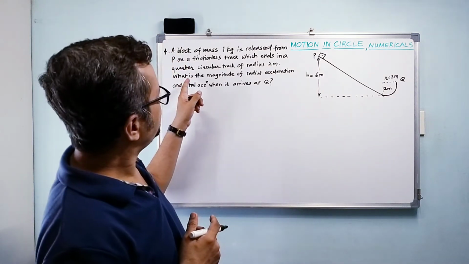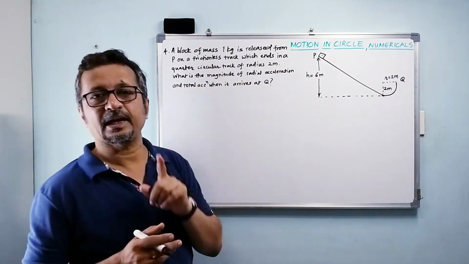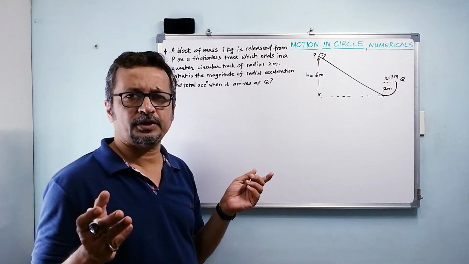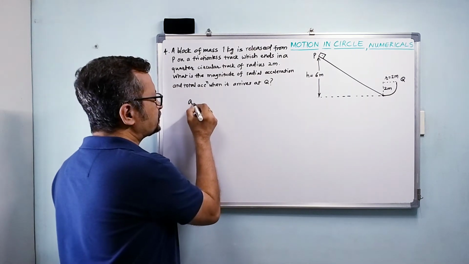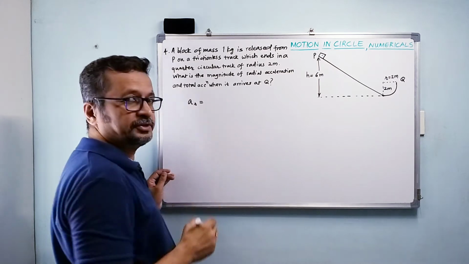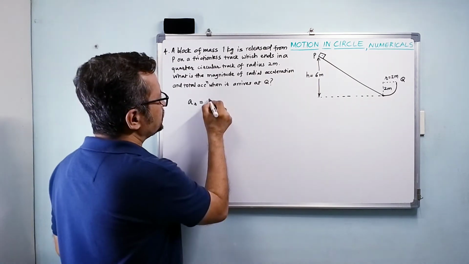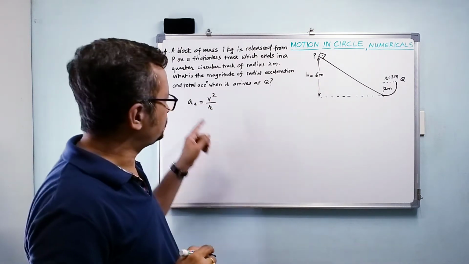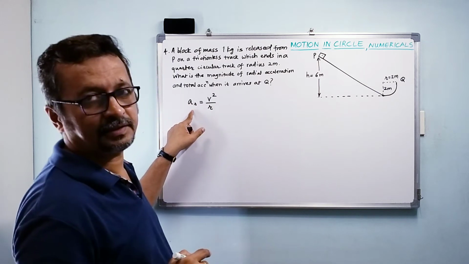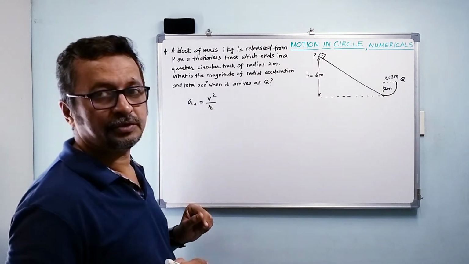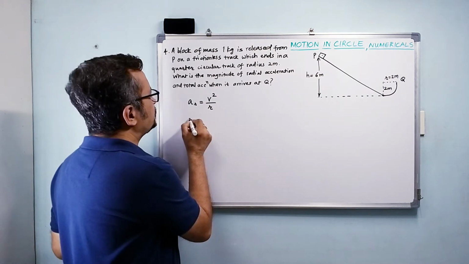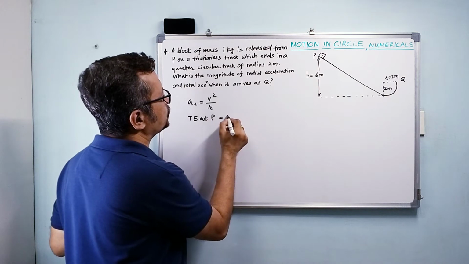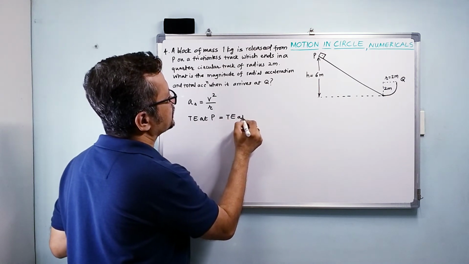What is expected? They want us to find the magnitude of radial acceleration. When we say radial acceleration, it is centripetal acceleration at that point, and centripetal acceleration, a_r, radial acceleration, what is it? Is it not v square upon r? So we are expected to find this here. Now how do we do this? What I'm going to do is total energy at P is equal to total energy at Q.